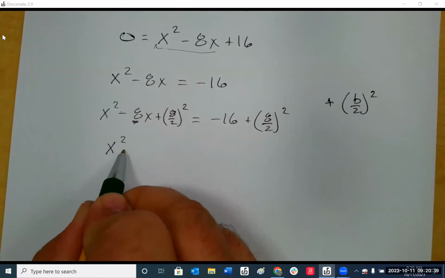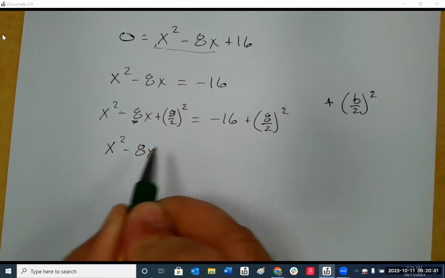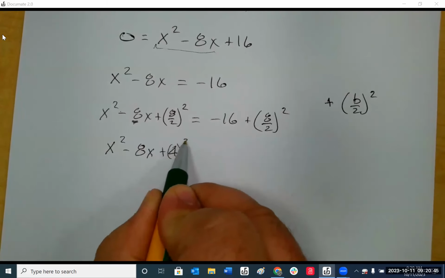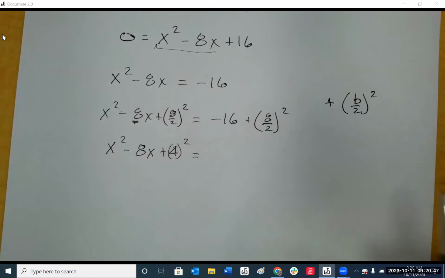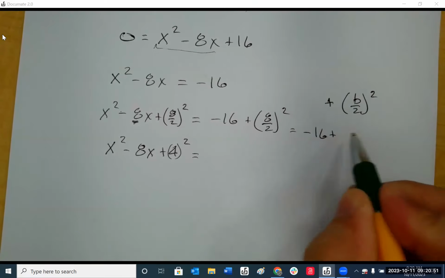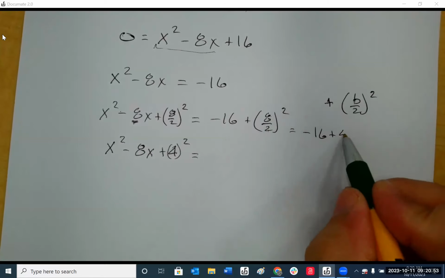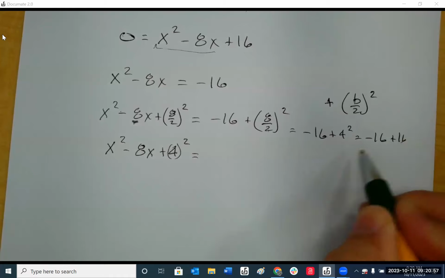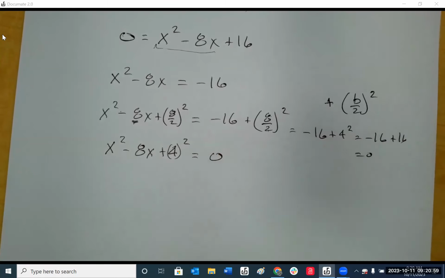On the left-hand side, just do what's inside the parentheses. On the right-hand side, work it all the way out. So we have negative 16. 8 divided by 2 is 4 squared. So this equals 0.